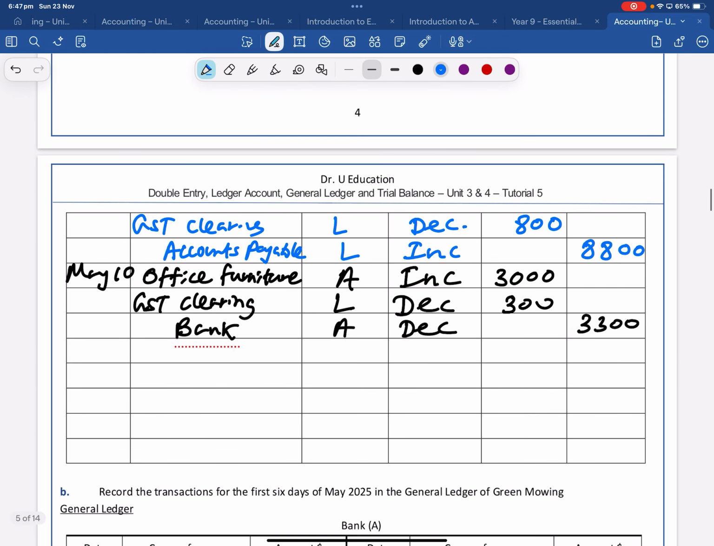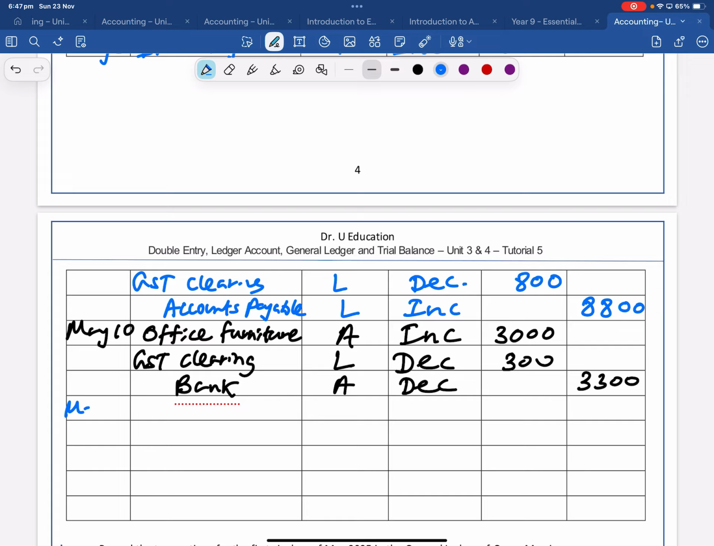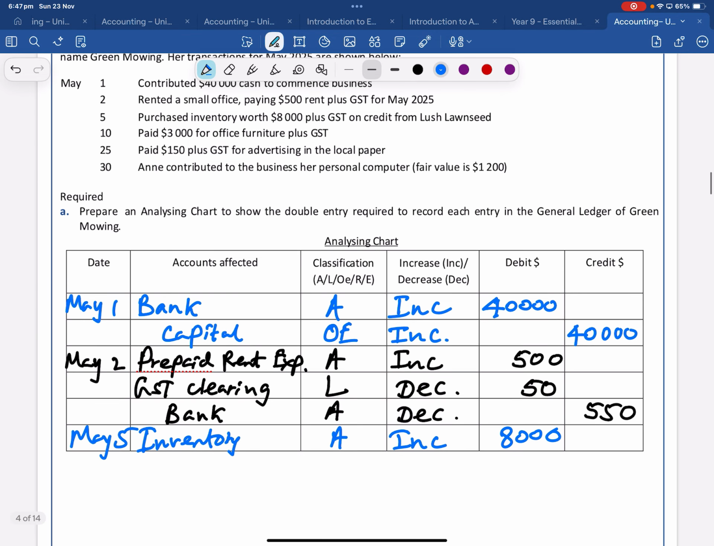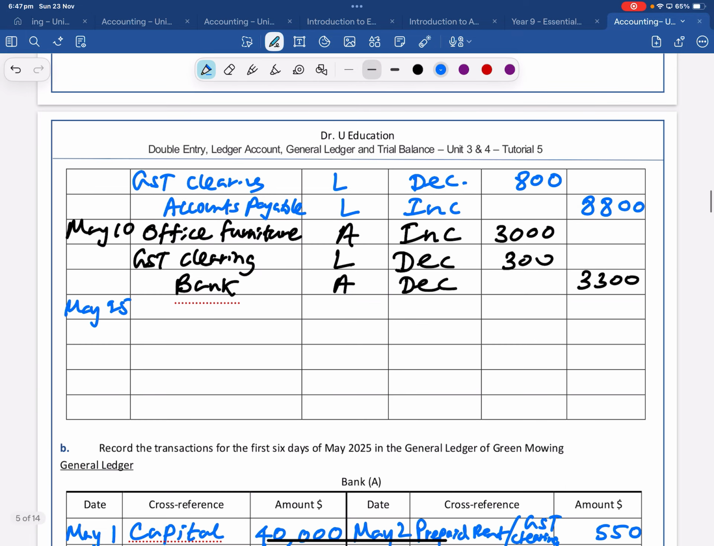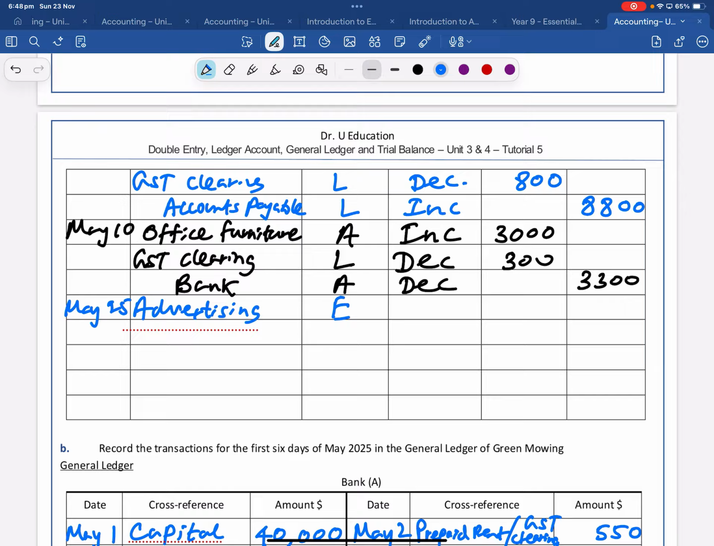25th. Right. What are the items affected, guys? Advertising and GST clearing. Good. What happens to advertising? It's expense. Expense, yes. Increase or decrease? Increase. Increase, good. Some people say decrease. Okay, expense increase, right? 150. Then GST clearing, liabilities decrease. How much? 15. And where do you credit? Bank.